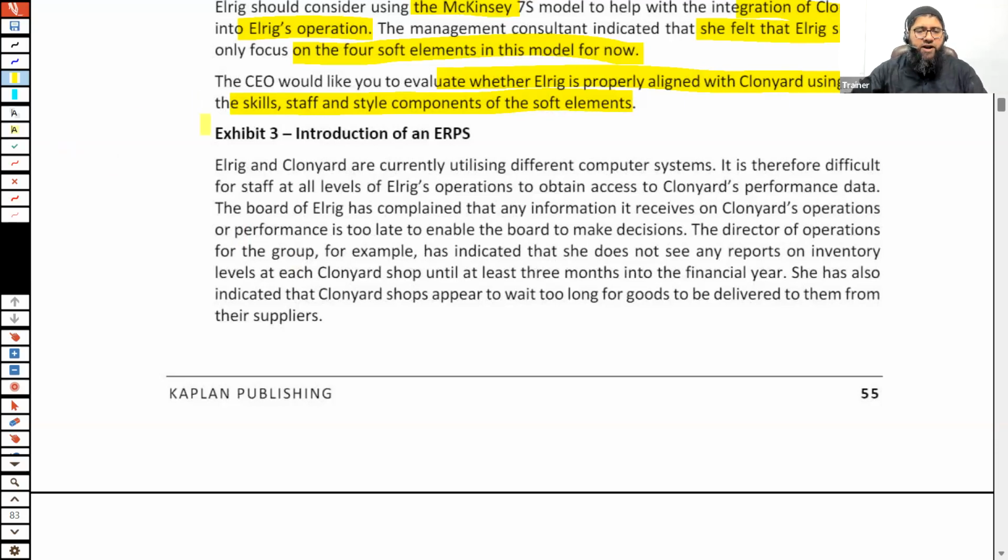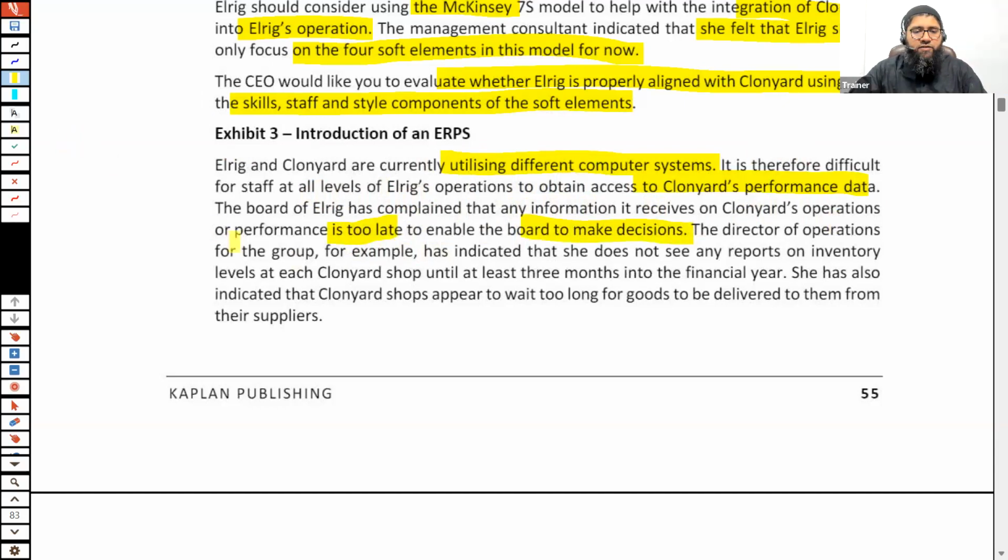Okay, so now let's just try to see. Elric and Cloneyard are currently utilizing different computer systems. So even the computer systems are not integrated. It is difficult for the staff at all levels of Elric operations to obtain access to Cloneyard's performance data. Board has complained that any information it receives on Cloneyard's operation is too late to enable the board to make decisions.